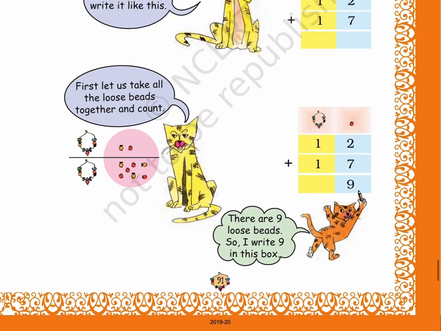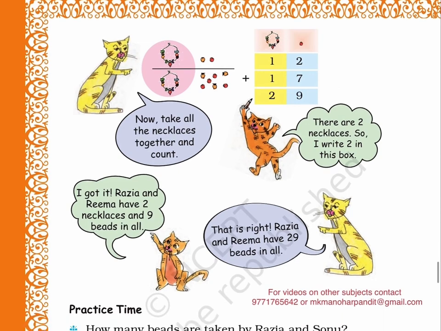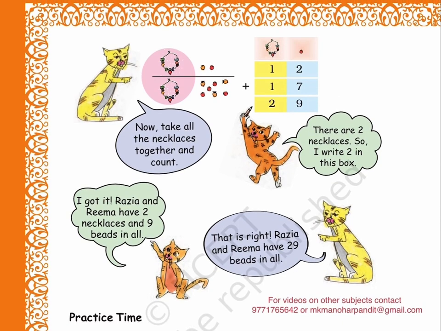Page 92. This page has 2 pictures, and the conversation of 2 cats from the previous page continues. There is also practice time, which has a question for you to solve. Let's begin reading this page. Picture 1 shows Cat 2 pointing at the beads of Razia, one necklace of 10 beads and 2 loose beads, and Rima, one necklace of 10 beads and 7 loose beads. Cat 2 is saying, now take all the necklaces together and count.